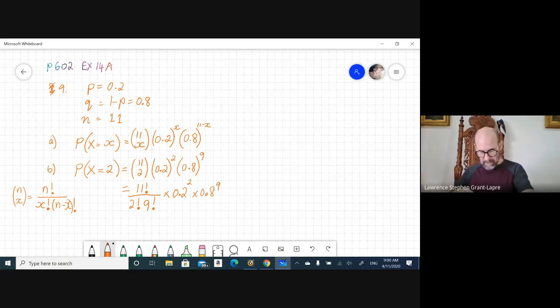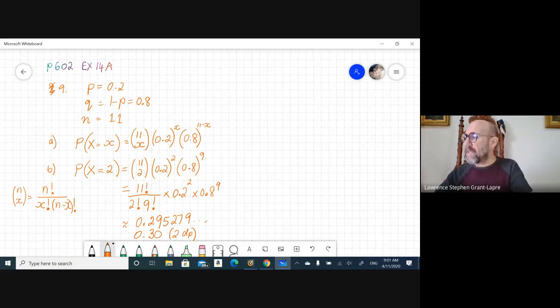I think I can get this, let's just use the basic calculator. I'm going to go 11C2 times 0.2 to the power of 2 times 0.8 to the power of 9. And that is approximately 0.295279... And so I'll put 0.30 for 2 decimal places. Doesn't matter.